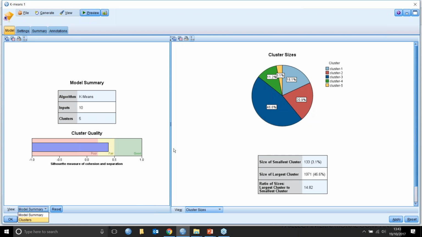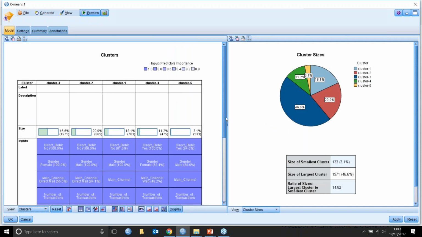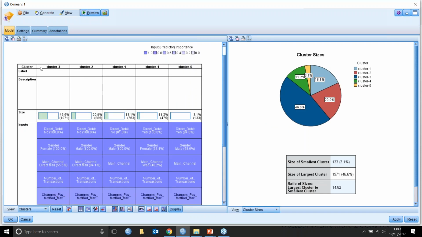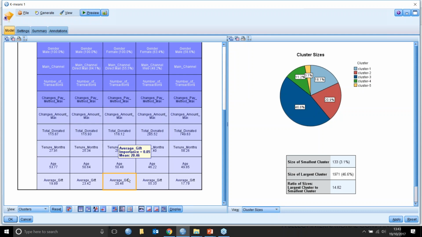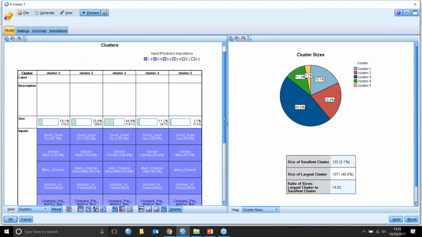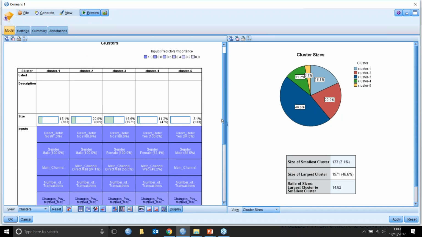If I click on clusters here, it starts to go down into the individual clusters themselves and what makes them up. And it sorts them in order from 3 down to 5. Well, I'm going to sort them in numeric order by using this little button here. It sorts them back in numeric order. And it's showing me what is the most important field for that cluster solution, that segmentation solution, has come up with. So you can see the most important field it's come up with is whether or not they have direct debit, and the least important is the average gift value, interestingly enough, because it's harder to come up with homogeneous groups based upon that.